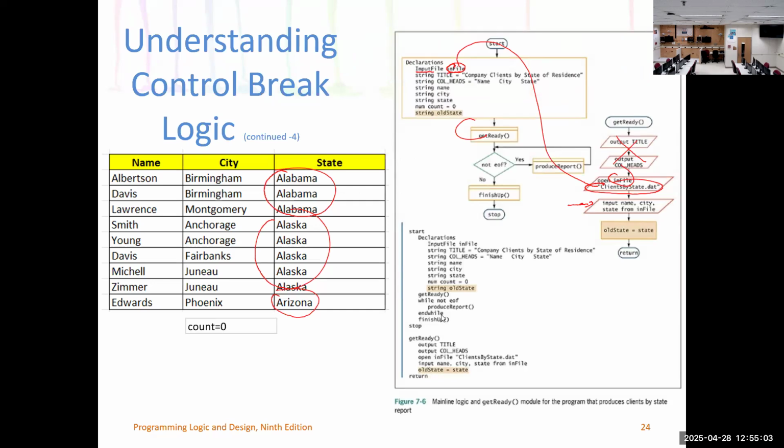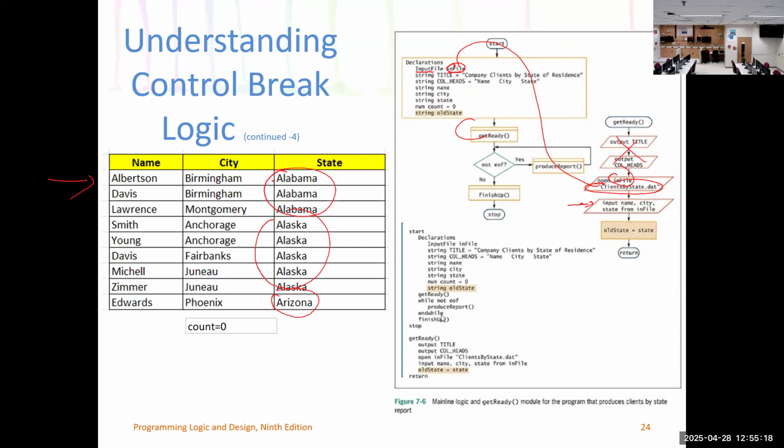Right? So what is it? What do you think? If I read the first record here, what is old state now? What's the value of old state? Alabama. Yes, I read the first one. Right? I read the first one.